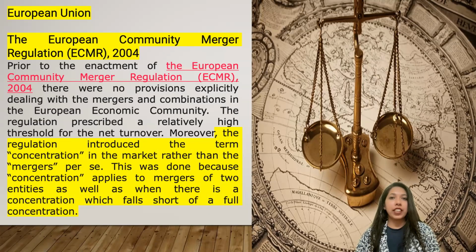And that was all about the USA. Now I'm going to discuss the condition in the European Union. The first one is the European Community Merger Regulation, known as ECMR 2004. Based on this, the regulation introduced the term concentration in the market rather than the term merger. This was done because concentration applies to mergers of two entities, as well as when there is a concentration which falls short of a full concentration. There was no provision explicitly dealing with mergers or combinations in the European Economic Community, but they used the word concentration in the market.